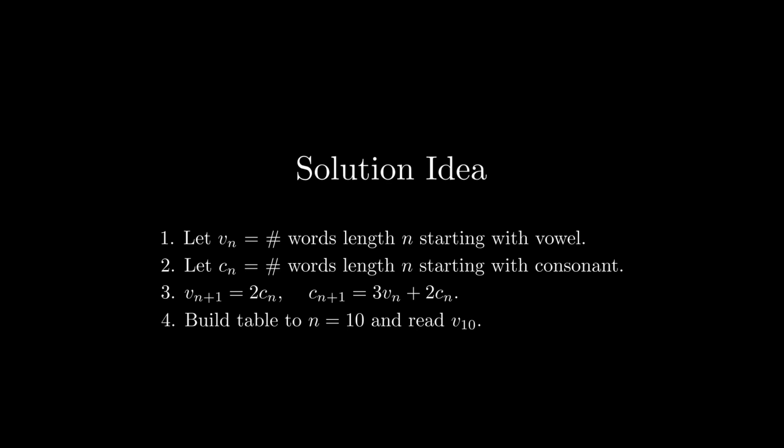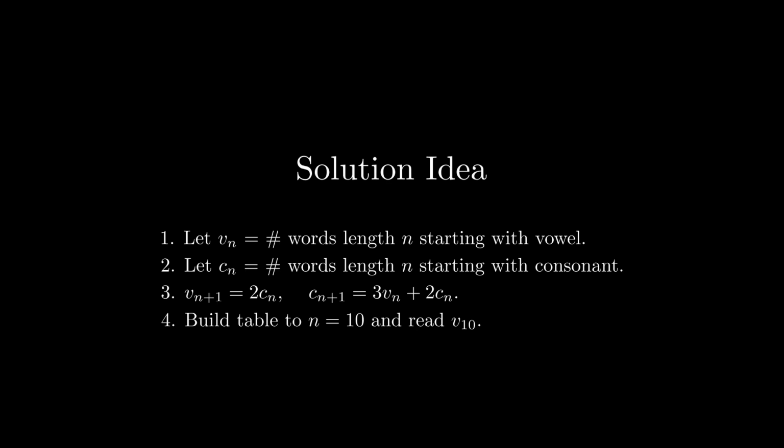What is V sub n plus 1? Well, an n plus 1 letter word starting with a vowel is an n letter word starting with a consonant plus a vowel in the front. And since there are only 2 vowels, V sub n plus 1 equals 2 C sub n. So we can extend this kind of thinking onto the consonant. What is C sub n plus 1?